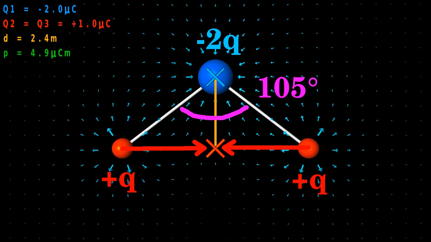To get the electric dipole moment, the center of positive charge has to be calculated first. In this case, it is located in the midpoint between both positive charges. The displacement vector points from the center of the negatively charged particle to the center of positive charge.